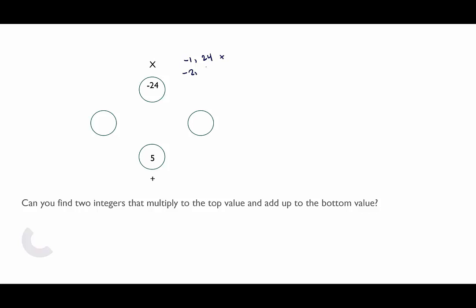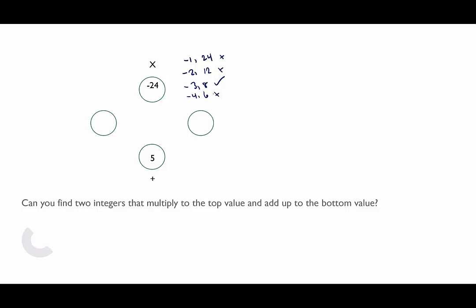Negative 2 and 12 adds up to 10. That's double what we're looking for. Negative 3 and 8, that adds up to 5. That'll do it. So I can stop here, or I can just list out all the possible combinations, whatever you think would make you feel more comfortable. So there's only one other combination. It's negative 4 and positive 6, but that adds up to 2.